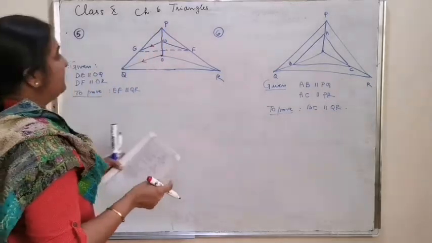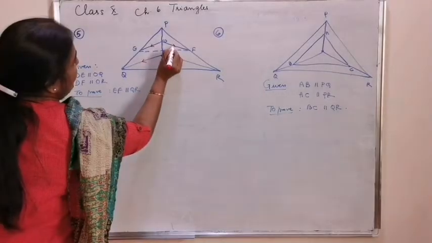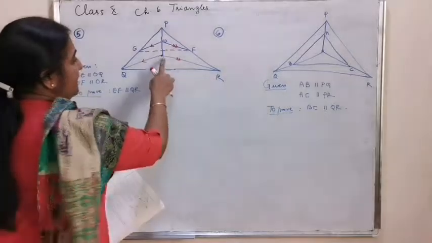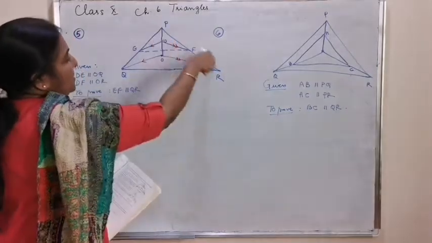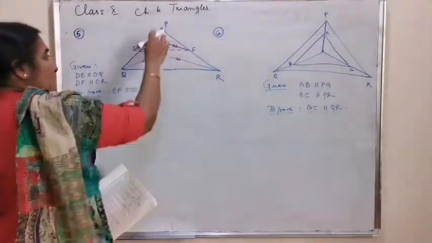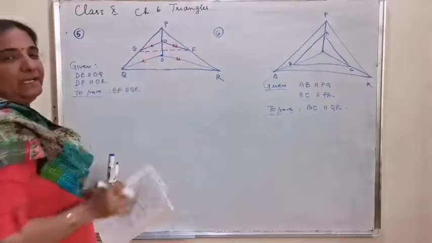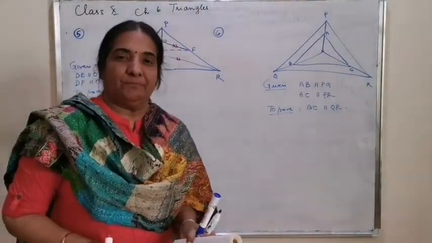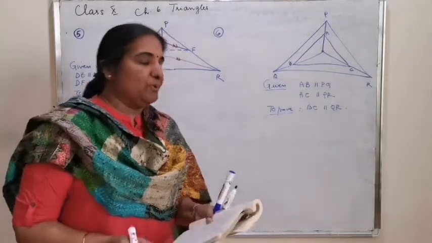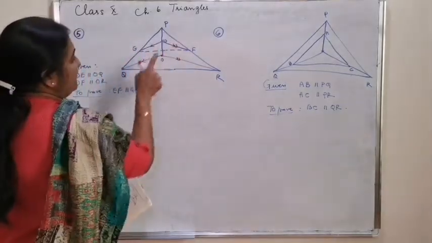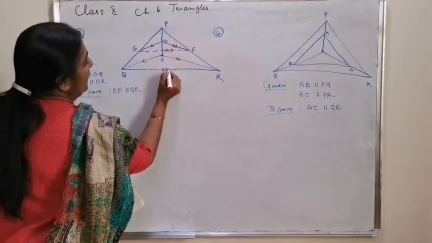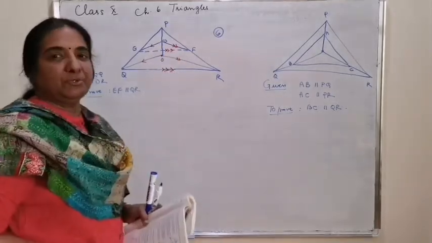Similarly, DF is parallel to OR. Which can be the base? The base can be OR and the triangle is POR. You have a triangle and a parallel line, so you can directly apply the basic proportionality theorem. Now, what is to be proved is that EF is parallel to QR. That means you have to prove that EF is also parallel to QR.